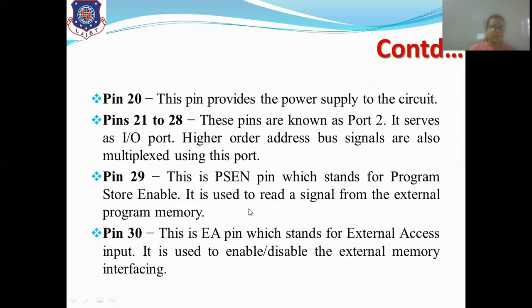Clear? Now pin 30. This is the EA pin, which stands for external access. It is an input used to enable or disable external memory interfacing. So for the external memory which we have connected, whether it is accessed or not is decided by EA. Again, it is an active low pin. So if it is 0, it will be enabled for external memory, and if it is disabled, that is 1, then it will not connect with the external interfacing. The memory cannot be read out.